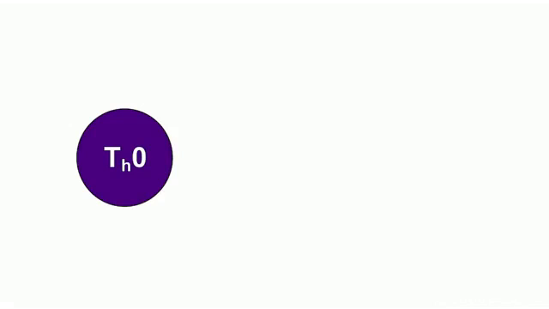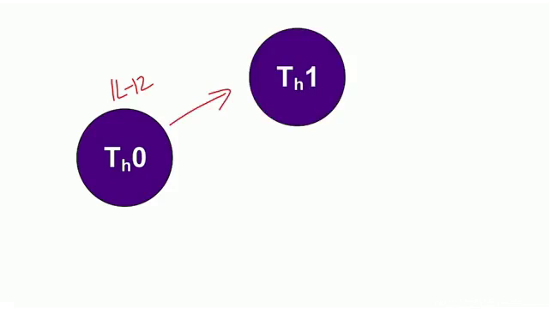When a naive helper T cell leaves the thymus, it's a T helper 0 cell. Now if IL-12 is around, say during a viral infection, IL-12 will induce those naive T cells to become T helper 1 cells. Now, why do you want more T helper 1 cells around during viral infections?